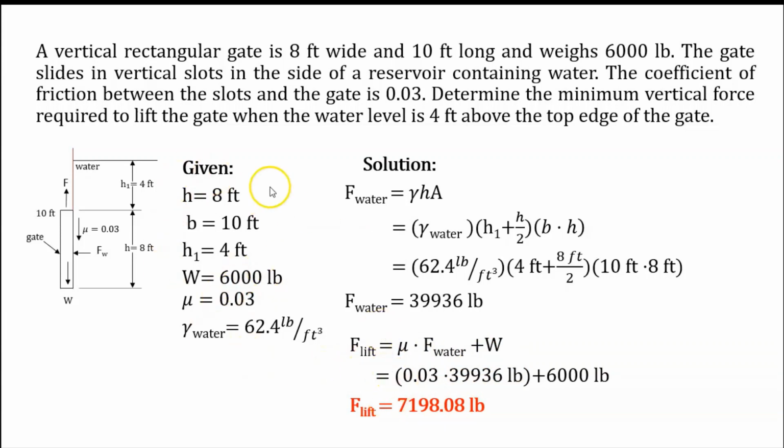Plugging the values into our formula, we now have 0.03 multiplied by 39,936 pounds plus 6,000 pounds as the weight of our gate. Plugging this in the calculator, this will result to 7,198.08 pounds. So it means the minimum force required to lift the gate is 7,198.08 pounds.